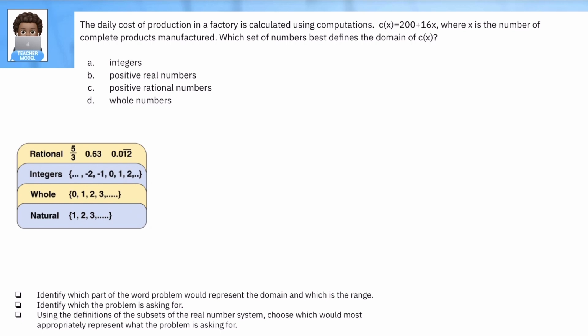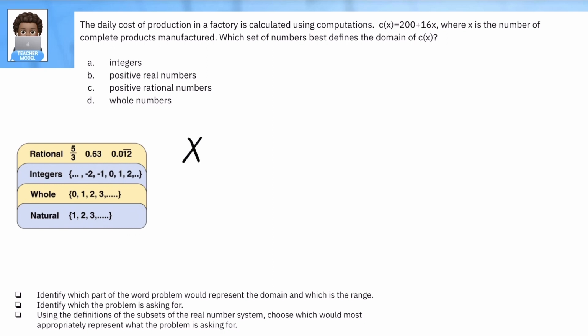So here's one that you could also try out. If you'd love to, you can hit pause and try and solve it, figure out what the answer is before I go over it. I'll give you a second before we do a review. Okay. So let's look first at the context of the problem. Which number best defines the domain? Of course, this means our x values. And here we have x as the number of complete products sold.